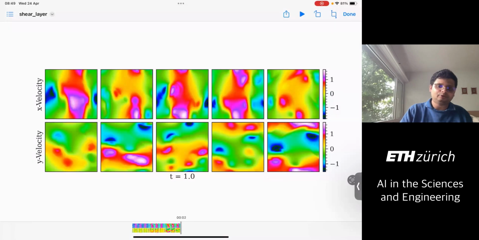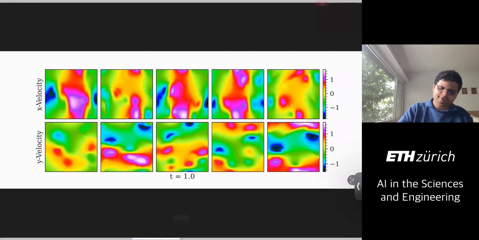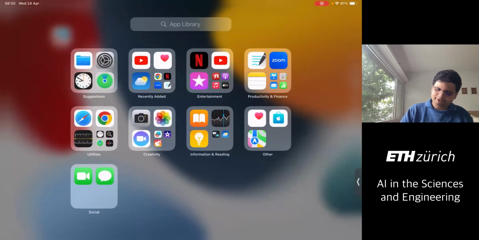I should have slowed down the movie. Now I realize that the movie should be slowed down. But you see that there is a lot of complex phenomena happening and there's a big change in terms of time. So you start from t equal to 0 and you go to t equal to 1, I think, in this particular case. Okay, so let's see what are the results.